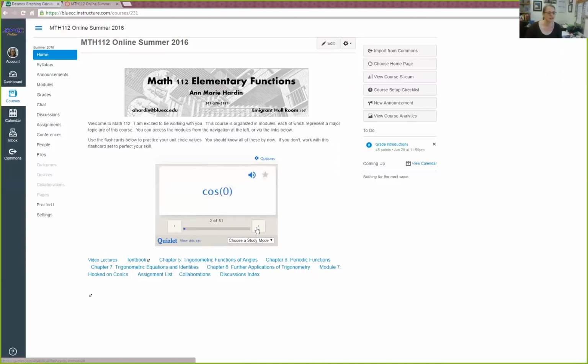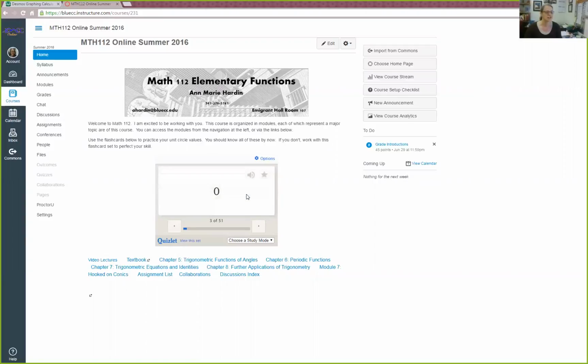These are the cosine and sine values that I want you to know from the unit circle. Remember, I gave you a blank unit circle that I want you to be able to fill out. But if nothing else, what I want you to know is, what is the cosine of 0? Yes, it is 1. Tangent of 0 is 0.